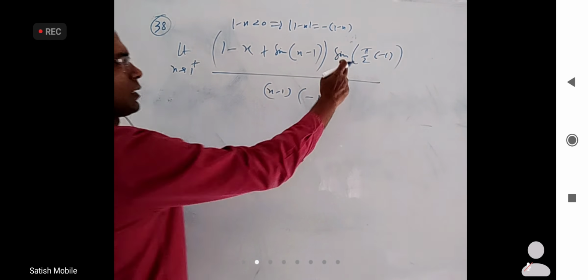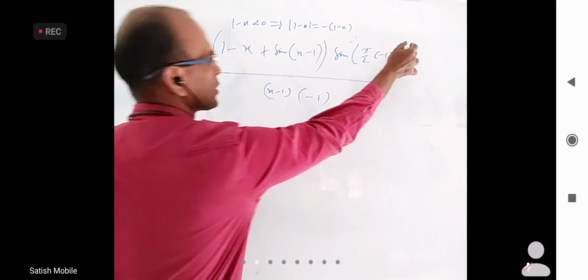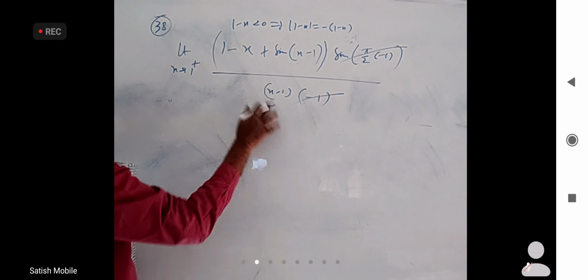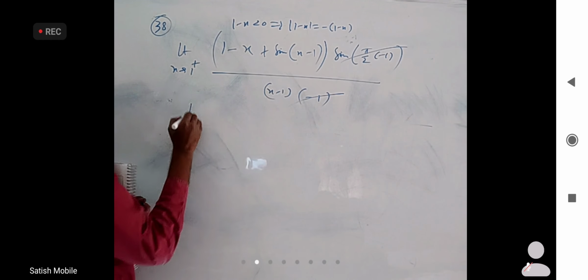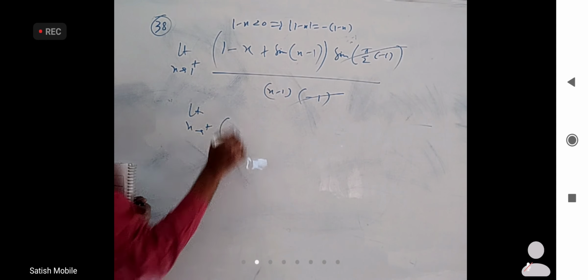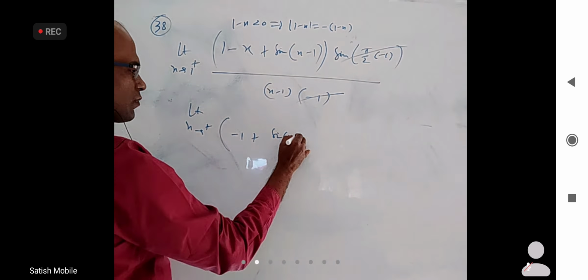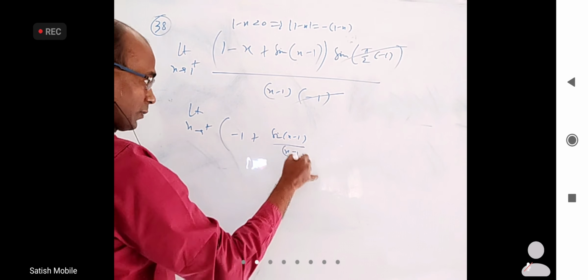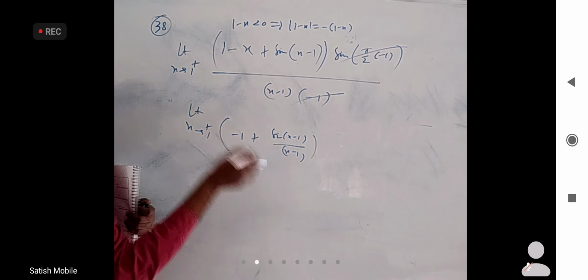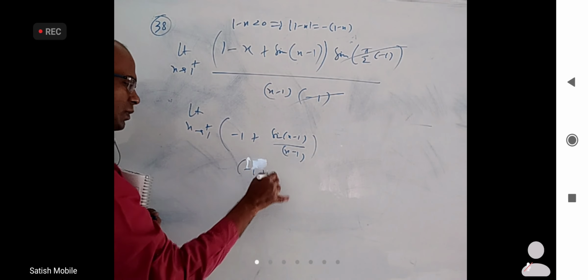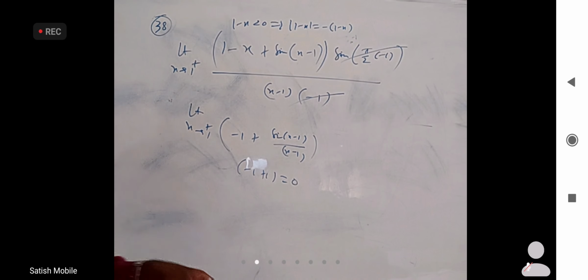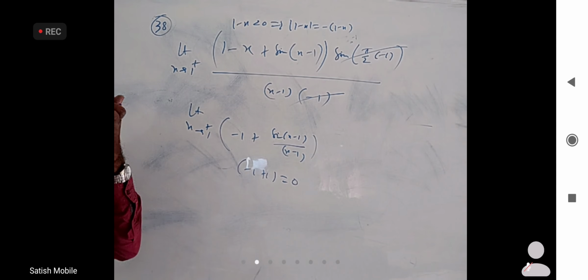Okay, this is sine minus pi by 2 minus 1, this and this are same. We are left with this, divide this by this. Limit x tends to 1 plus: this by this is minus 1, this by this is sine of x minus 1 by x minus 1. Sine theta by theta, theta tending to 0, limit is 1, minus 1 plus 1, answer is 0. Is it okay, 38?